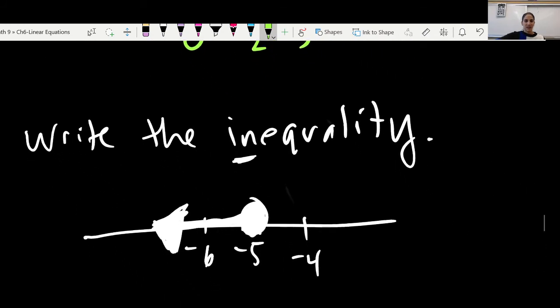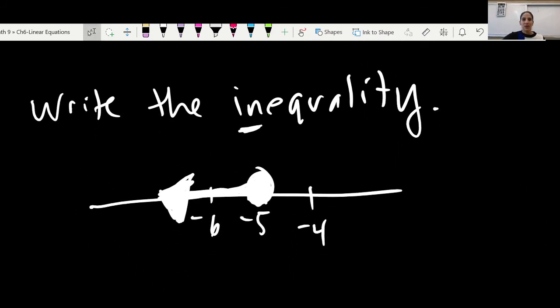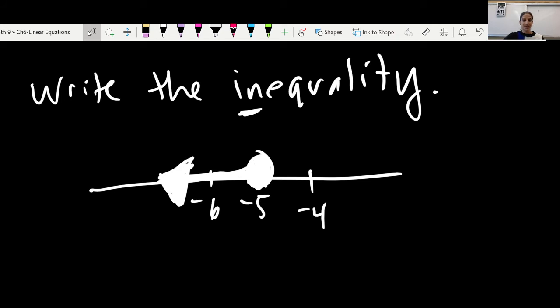And here, write the inequality. So we're sort of doing the opposite. We're given the graph or the number line, and we want to interpret and write down what that means. So if we are at -5 and we're going to the left of -5, I would want to say x is less than or equal to -5. That's referring to everything to the left of -5. I did this equal to line because of the fact that the circle is colored in.